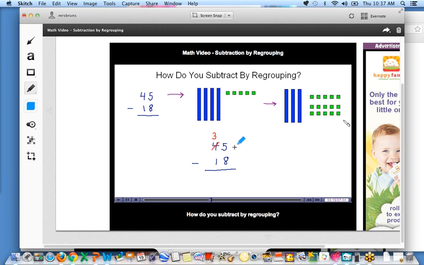And my pen, I'm just warning you guys, the area I write is not where I am writing on my board, so it's kind of all over the place. All right, so 15 minus 8 is, everyone?